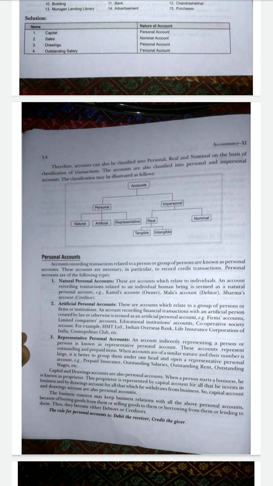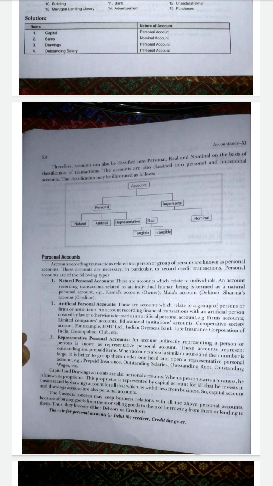Understood? Debtors means selling goods on credit, creditors means purchasing goods on credit. Okay, next you are going to see some of the rules for personal accounts. Debit the receiver, credit the giver. This is the first rule.